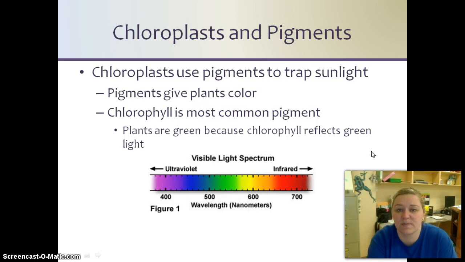Now, chloroplasts use pigments to trap sunlight. Pigments give the plants colors. For the most part, plants are green. That's because they have chlorophyll. The reason that they are green is because the chlorophyll actually absorbs all the purple and blue and yellow and orange and red light, but that green light gets reflected or bounced back out. The reason that roses can be red is because they're absorbing everything but the red light. The reason that pansies are purple is because they're absorbing everything but the purple light.